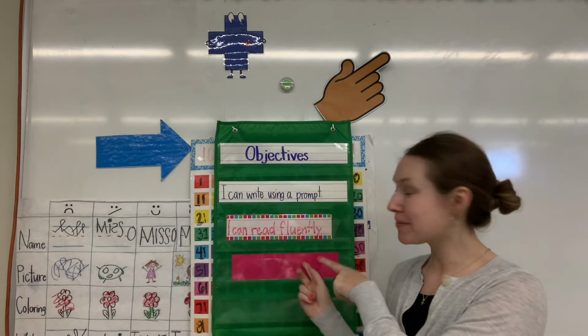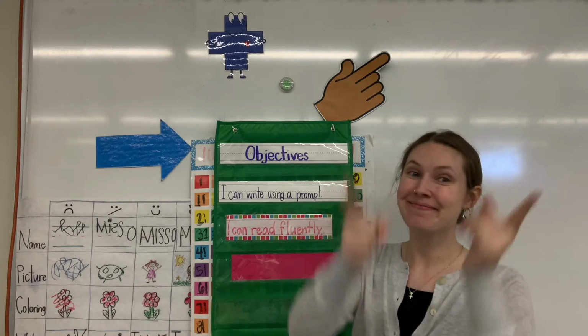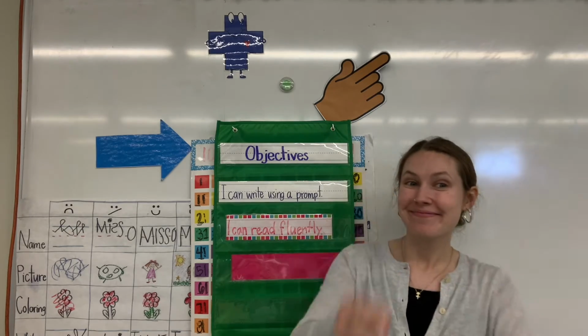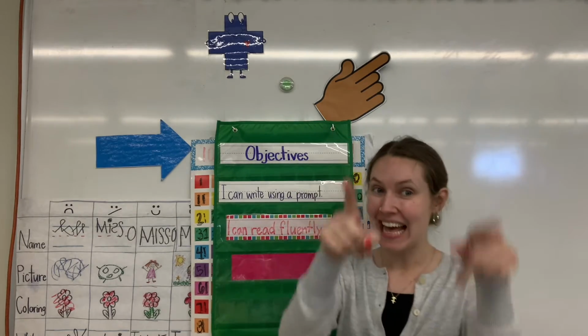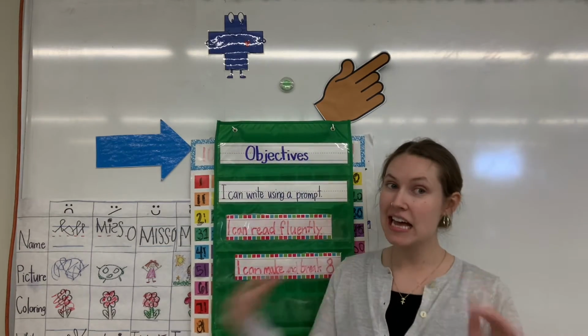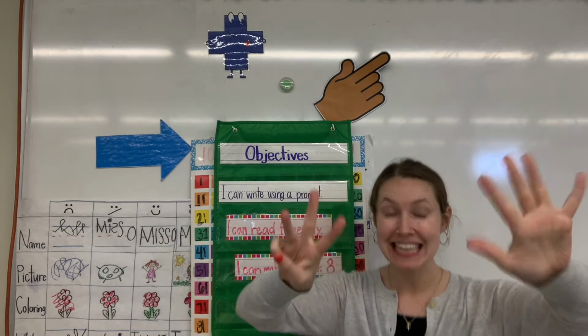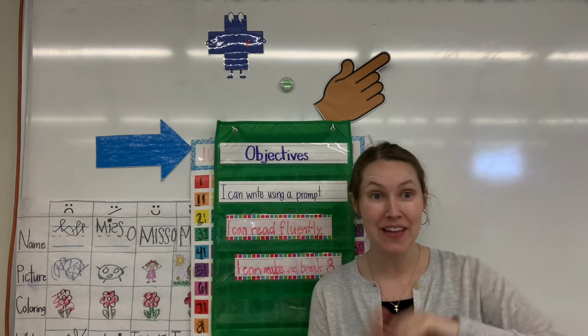So we're gonna look at our objective. I'll start and you repeat. Objective is what we are going to learn. Let's flip it over. It says, I can make and break groups of 8. So we are going to be building groups of 8 today.